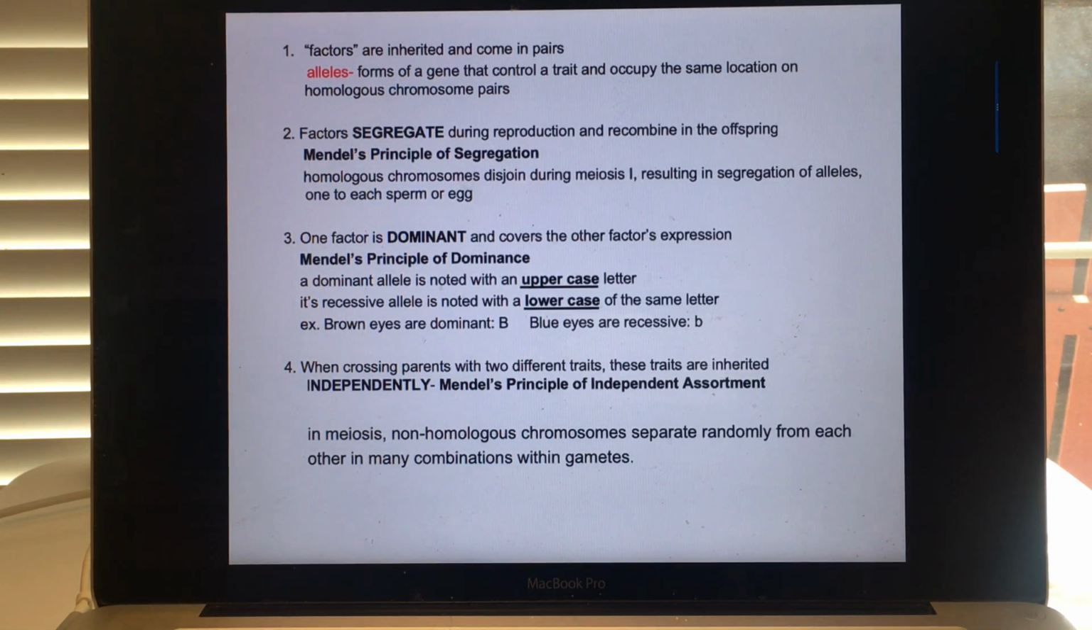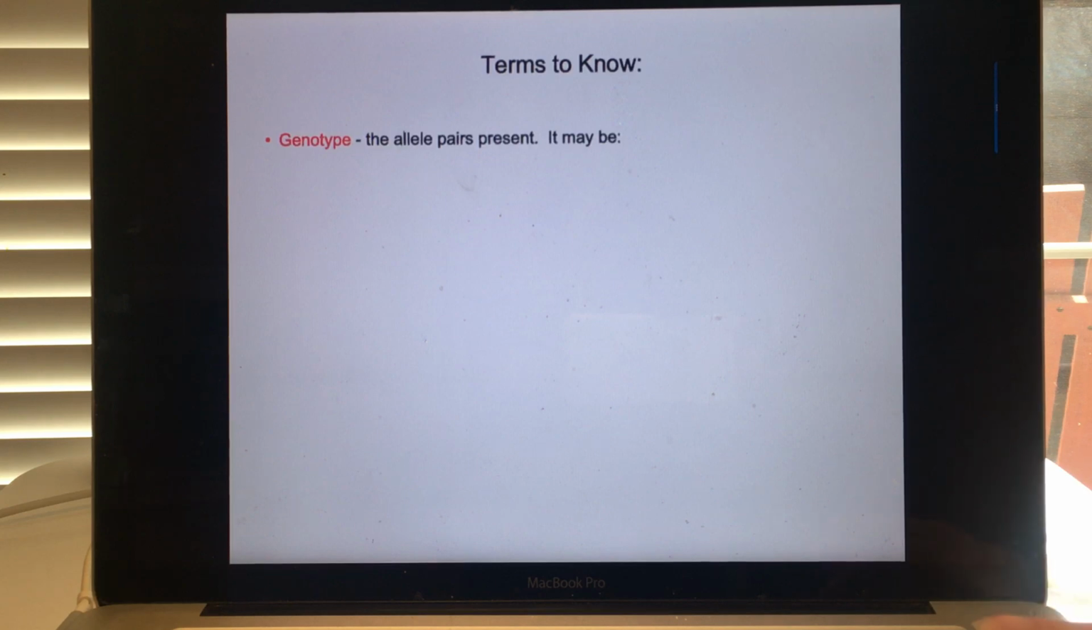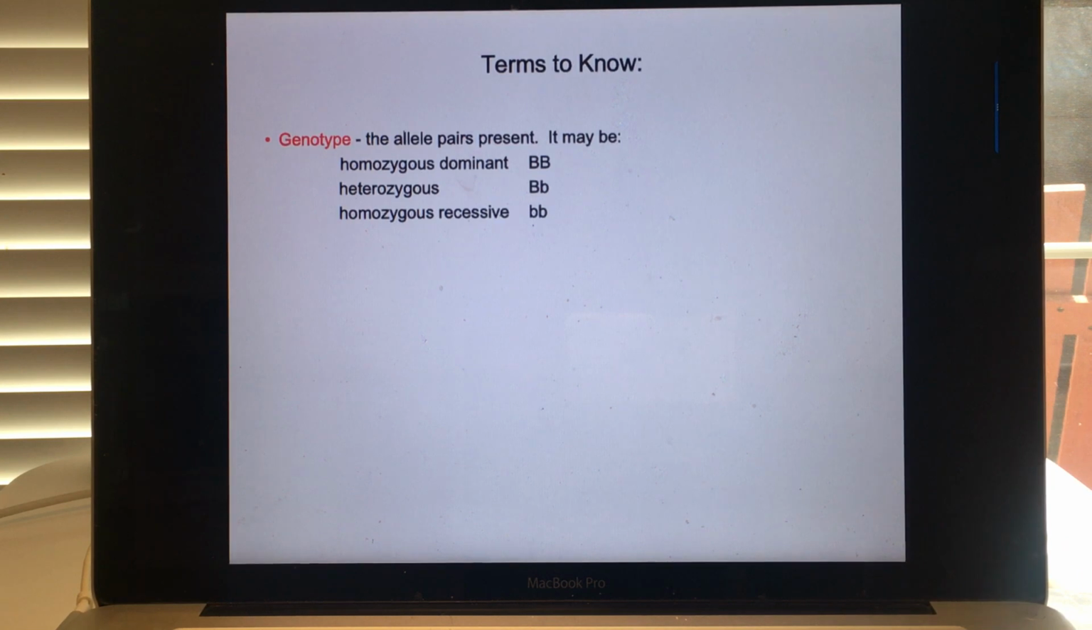So in meiosis, non-homologous chromosomes segregate randomly from each other, and you get many combinations of genes within the gametes. So here are some terms that you need to know. You need to know what a genotype is. And when you have a zygote, and therefore a full-grown individual, you have both alleles present. You have both of each homologous chromosome.